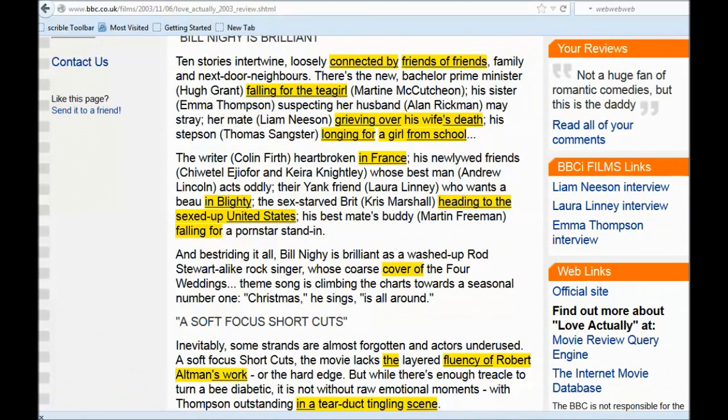Okay, so we've got a passive structure there. Okay, we've got 10 stories intertwined, which are loosely connected by. So you're connected, one thing is connected by another thing. Okay, then the next one we've got is falling for the tea girl. So if you suddenly meet someone and you think they're wonderful and your heart starts fluttering, okay, we say you fall for someone. So if you're going to use the verb to fall, okay, it's to fall for someone.